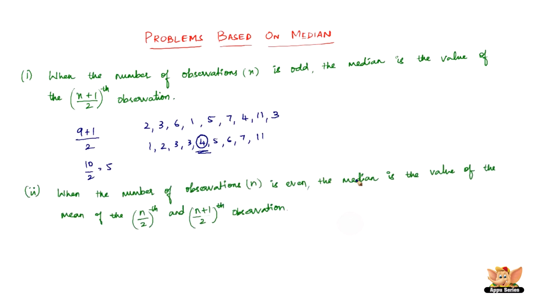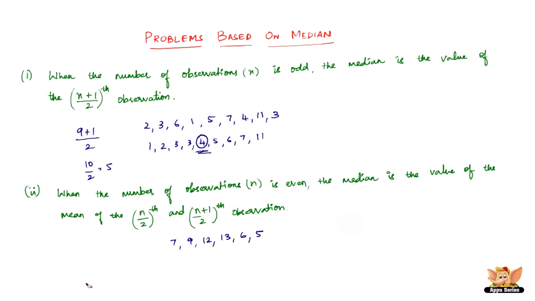So here I have your second point. When the number of observations n is even, the median is the value of the mean of the n by 2nd and the (n by 2 plus 1)th observation. Say, for example, let us take a random data here. Say we've got 7, 9, 12, 13, 6, 5. So here it is. We've got 6 values here. That is an even number. The number of observations n is even because here it's 6.